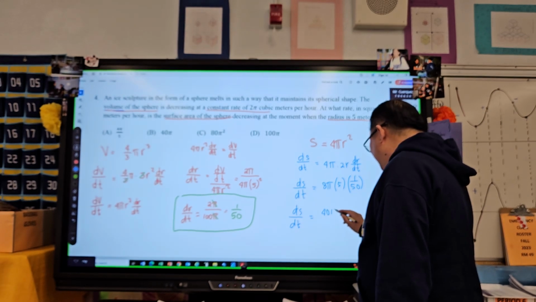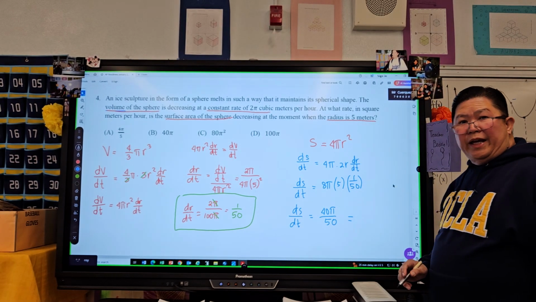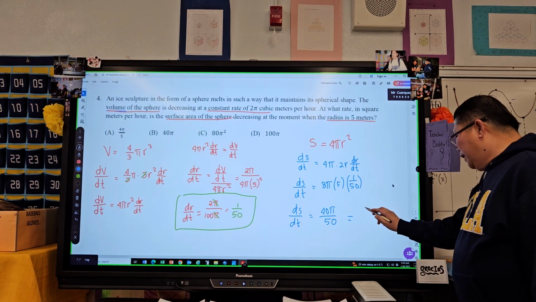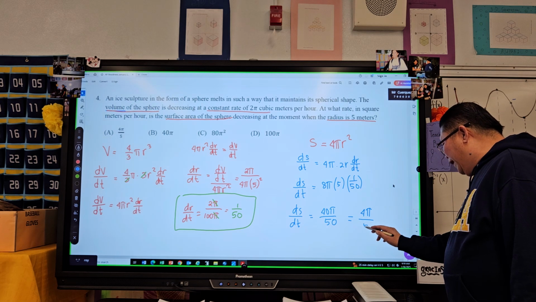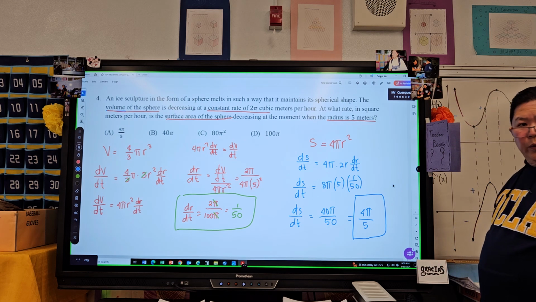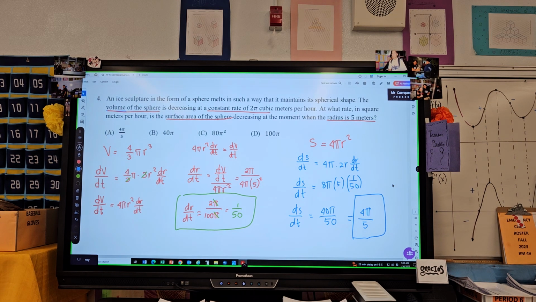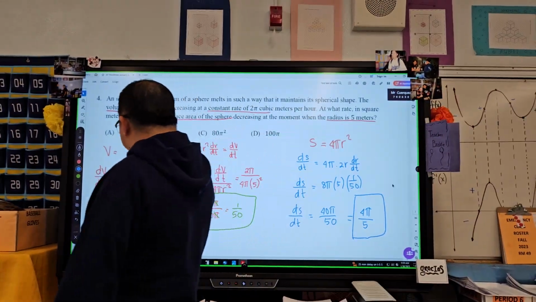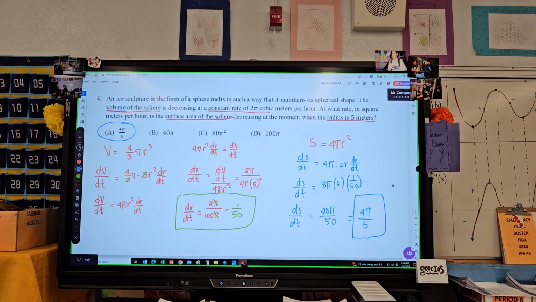40 pi over 50. Can we reduce this now by 10? 40 divided by 10 is 4, then pi, 50 divided by 10 is 5. So this is now our final answer. So what letter is 4 pi over 5? It's gonna be letter A. Okay? So this is the answer. Letter A.